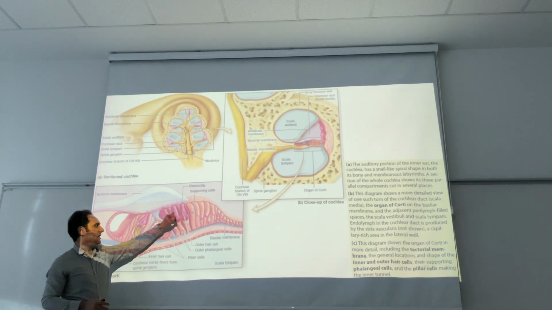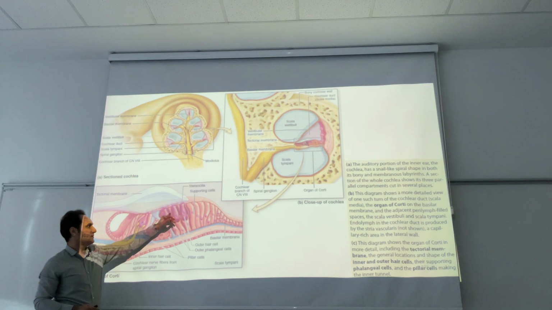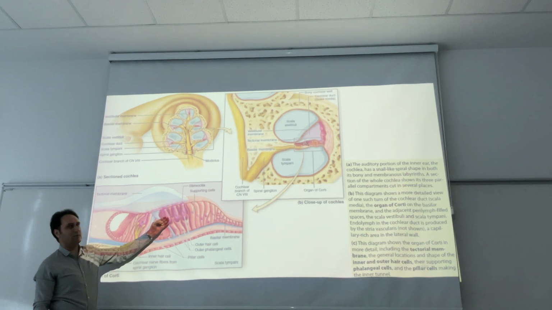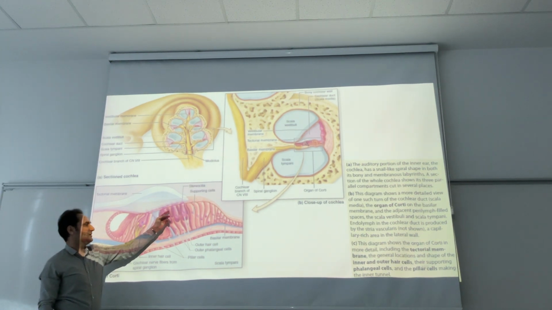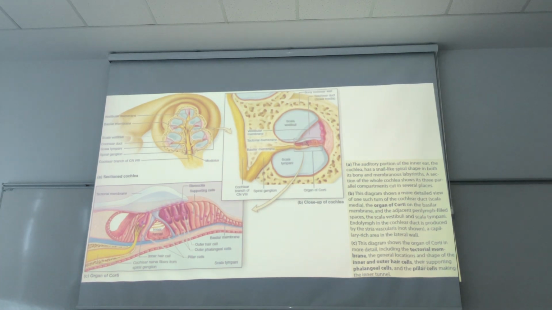And in this part, you can see a cavity between the cytoplasmic portion of the outer pillar cell, outer phalangeal cells, and outer hair cells. This cavity is known as the Nuel cavity. Nuel cavity.